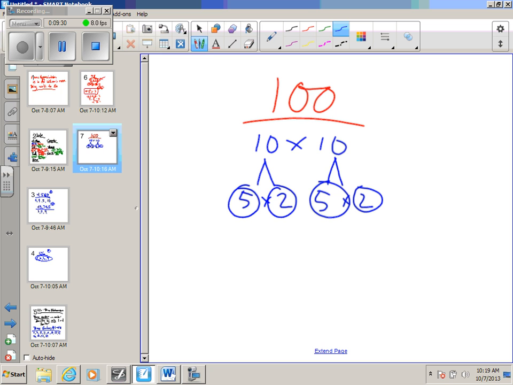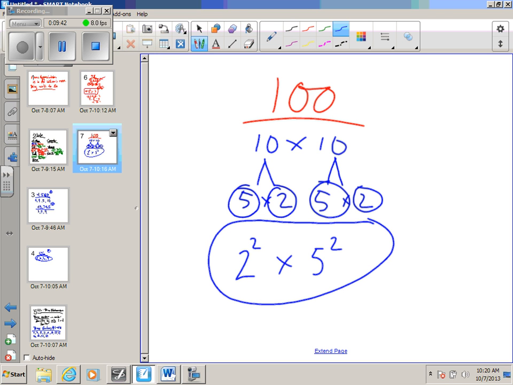So now my bottom line, Trinity, is going to be what? I always just want to look in order. Any 2's? How many 2's do I have? Perfect. 2 to the 2nd power times 5 to the 2nd power. Yes, sir. So always number goes first. Yep, you put them in order from least to greatest. Okay?